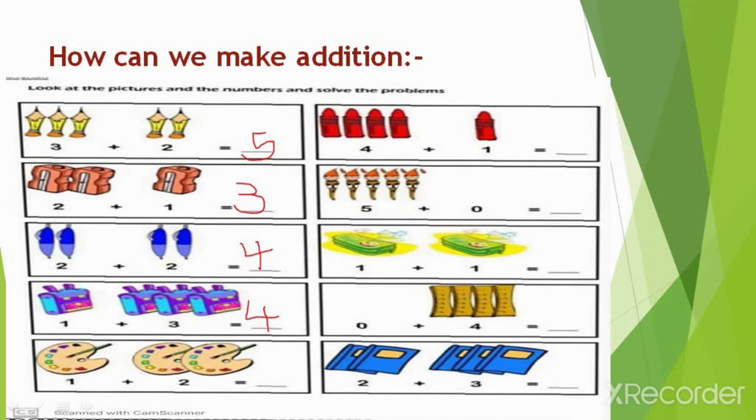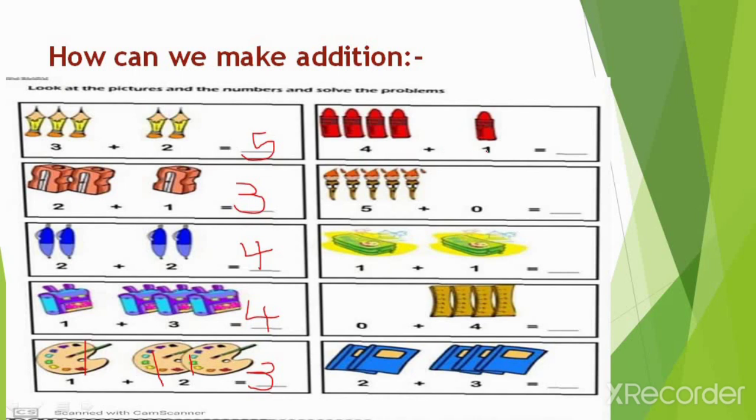1 plus 2. So what should we do? We should count all these given objects together. First of all, 1, 2 and 3. Here we are going to write the answer. 1 plus 2 we get number 3. Here we have the sum 4 plus 1.